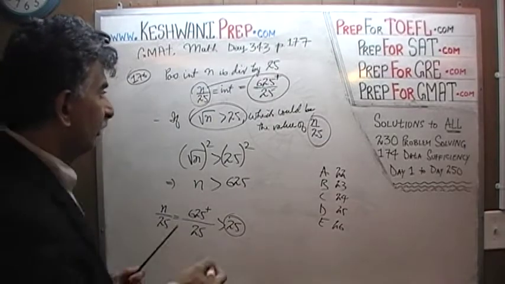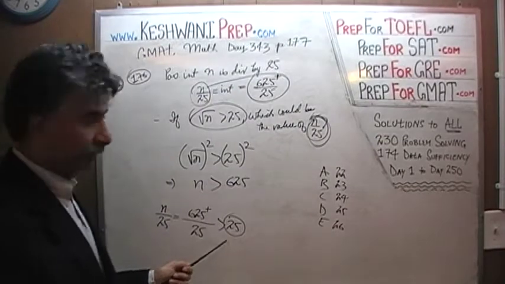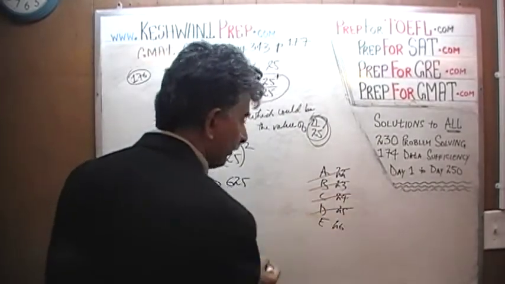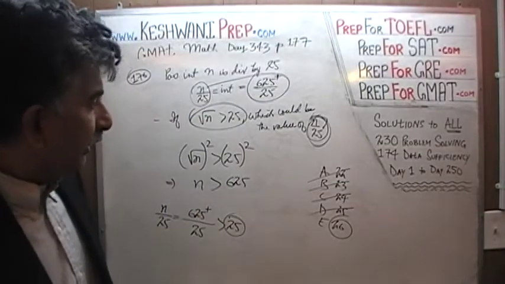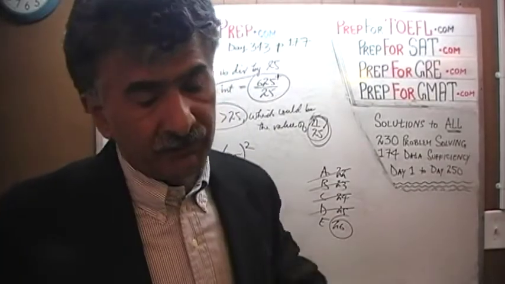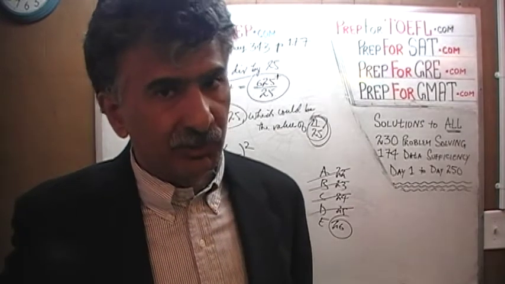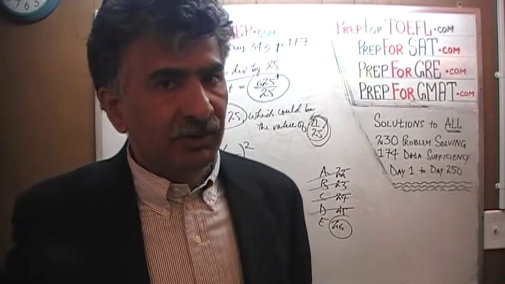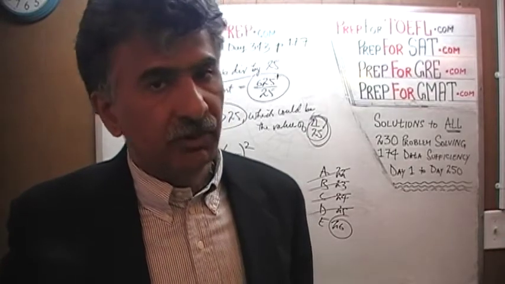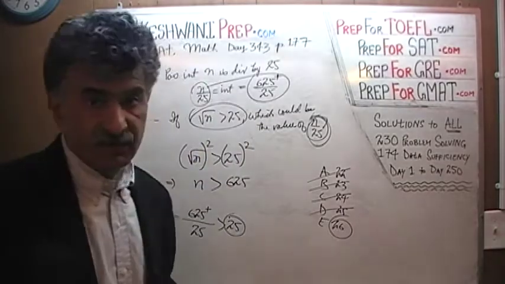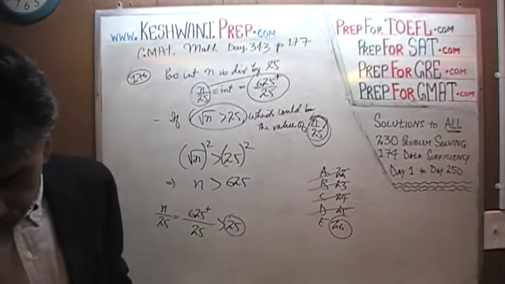And the question simply was, which of the following could be the value of this quantity? Well, if it's more than 25, it can't be 22, 23, 24, or 25. Obviously, there's only one answer left. We don't know what the exact value is, because we don't know what n is. But given that n is more than 625, if you divide it by 25, the result will be more than 25. And the only answer choice that is more than 25 is answer choice E, 26. That's your answer. Let's go on to the next one.